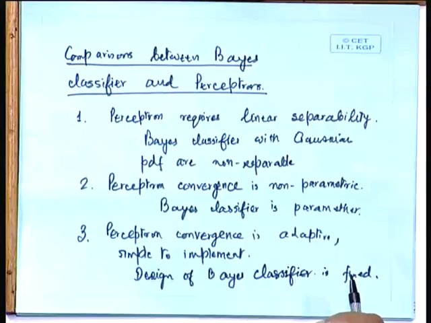Only under the Gaussian distribution case is the Bayes classifier with Gaussian PDF very much similar to the way perceptron behaves. But if the underlying distribution is indeed Gaussian, if the two classes of patterns are Gaussian distributed really, and if we want a perceptron to solve the problem for that, then there lies a problem.